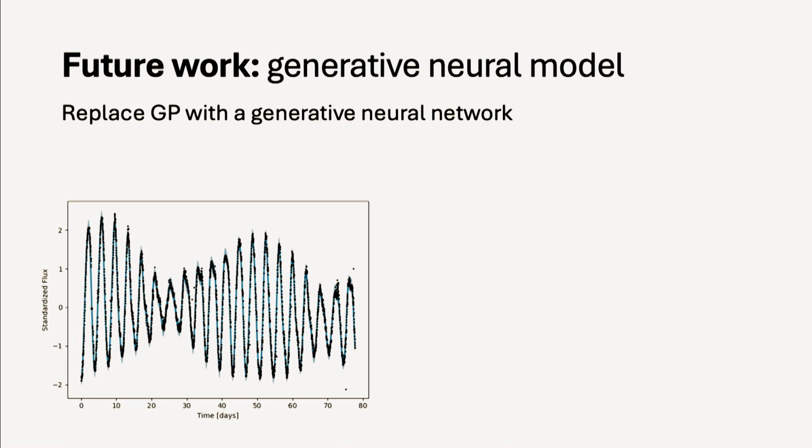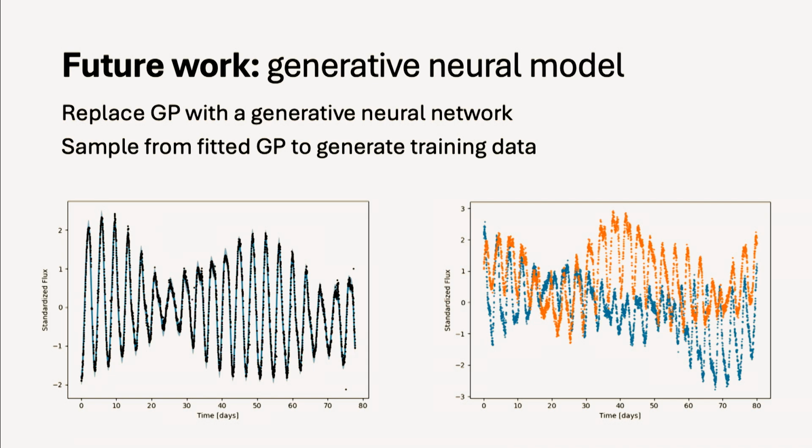And while these Gaussian processes are very performant, they're computationally expensive. You have to refit them to each light curve. So in future, we're interested in replacing these Gaussian processes with a generative neural network. And we can additionally use data sampled from our fitted Gaussian processes and define a distribution over those parameters of different light curves to generate training data to train a very data-hungry method like a neural network.